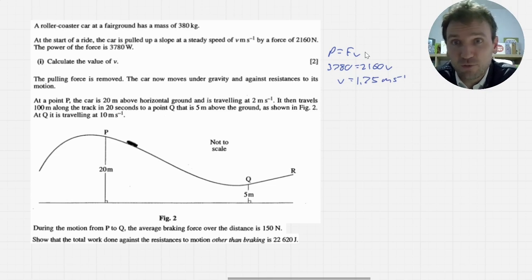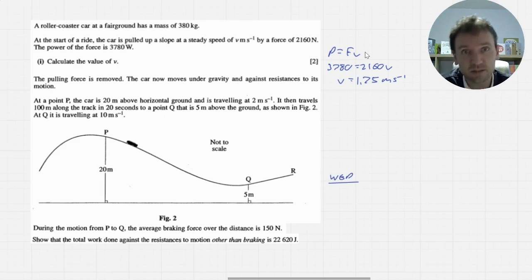So the pulling force is removed, and we've got this car just traveling under gravity and against resistances. So it's not actually doing any work. There's no engine that's doing work anymore. There was no pulling force. It's just free to go. But we'll use the work energy principle as before and consider each force one at a time.